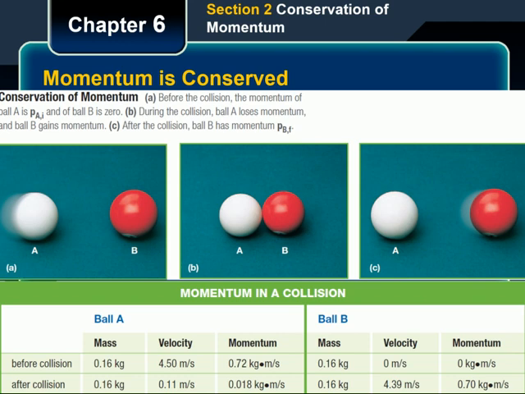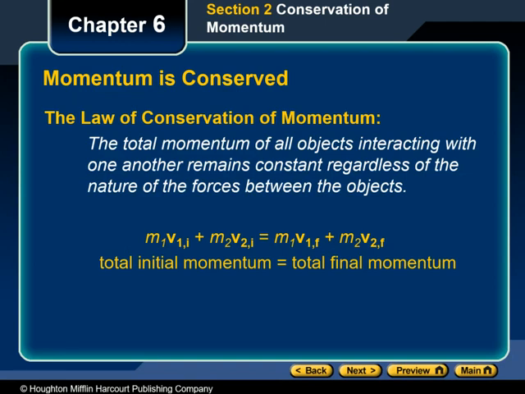Figure 2.2 on the bottom of your screen here shows the velocity and momentum of each billiard ball both before and after the collision. The momentum of each ball changes due to the collision, but the total momentum of both the balls remains constant. In other words, the momentum of ball A plus the momentum of ball B before the collision is equal to the momentum of ball A plus the momentum of ball B after the collision. This relationship is true for all interactions between isolated objects and is known as the law of conservation of momentum.